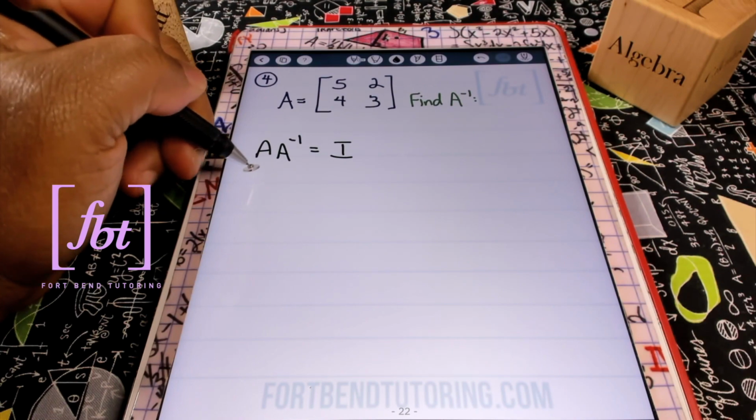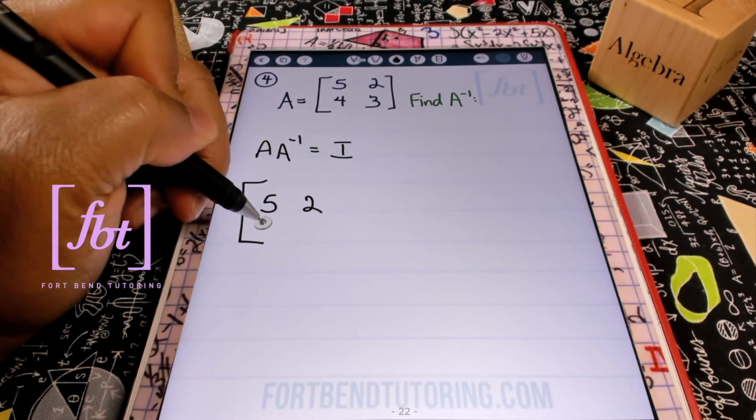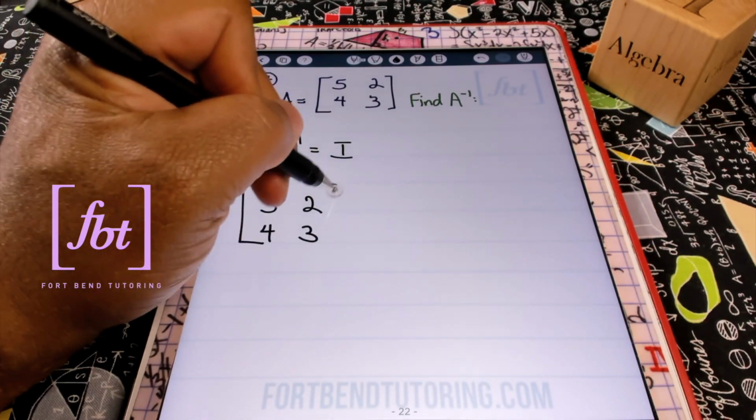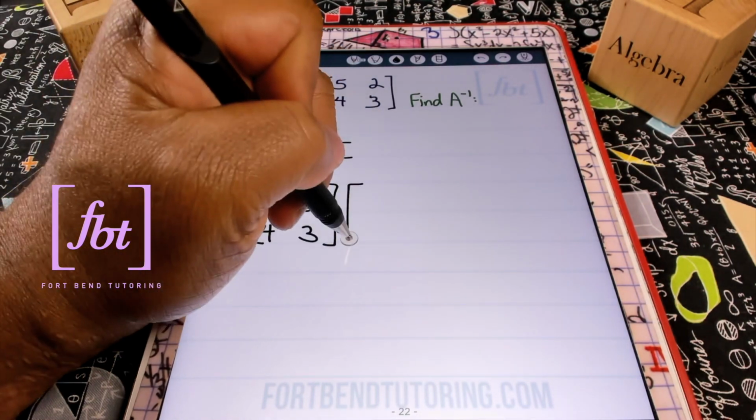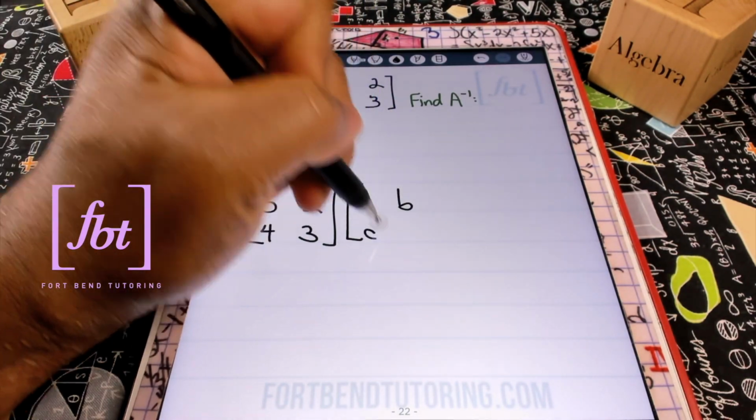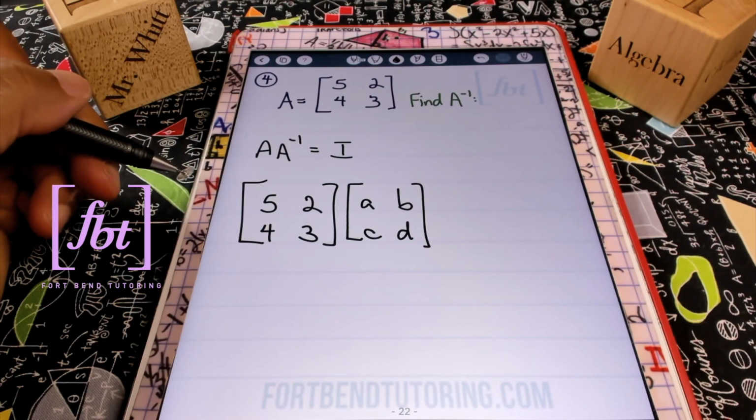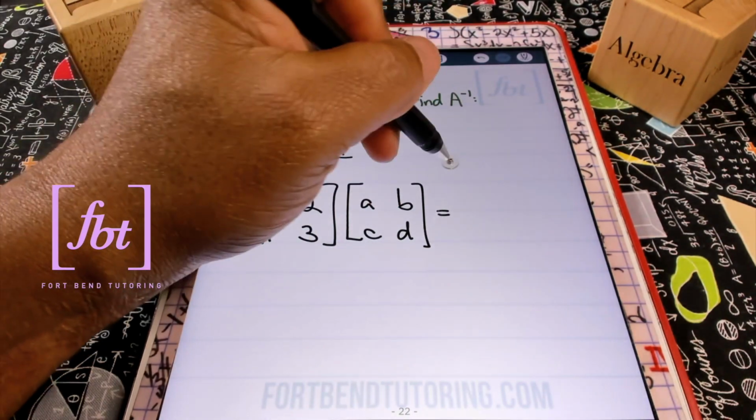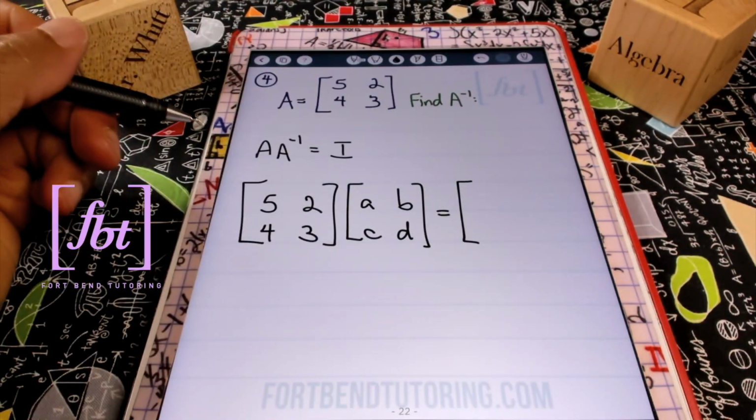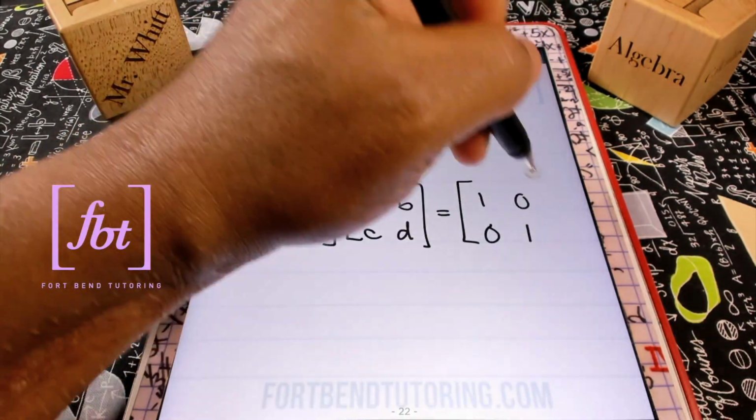Why don't we set it up as matrix A being 5, 2, 4, 3 times its inverse, and since we don't know the elements of its inverse yet, we'll just label it as A, B, C, and D for the inverse of A, and that should equal the identity matrix for a 2x2 matrix in this case, which is 1, 0, 0, 1.